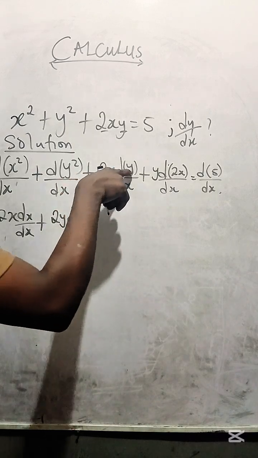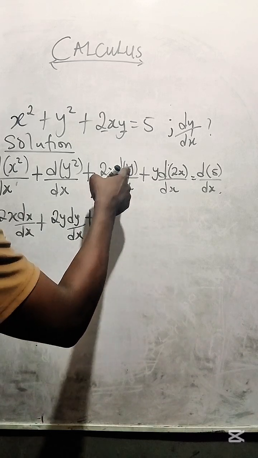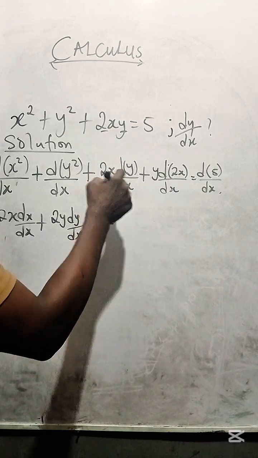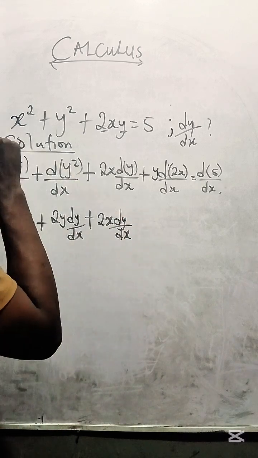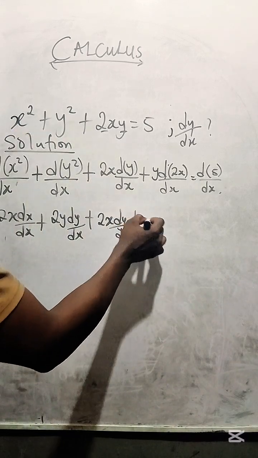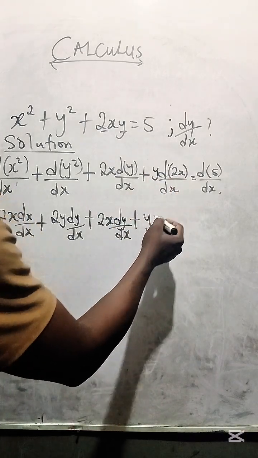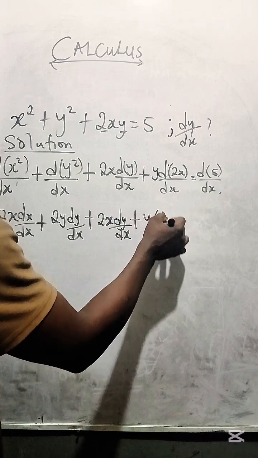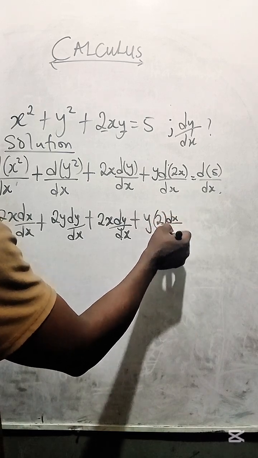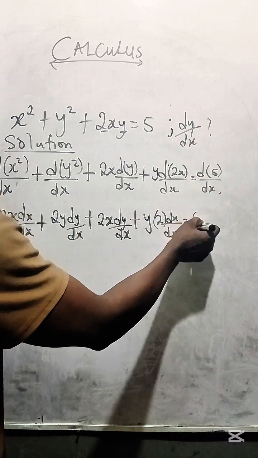We are differentiating y here, keeping 2x constant. If you differentiate y, you have 1 dy/dx. Plus, we are keeping y constant here. You differentiate 2x, you have 2 dx/dx. And this is a constant. If you differentiate a constant, you have 0.